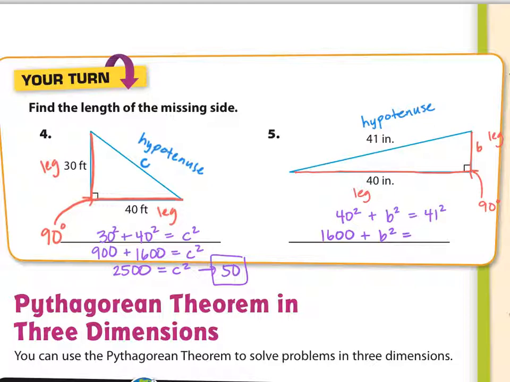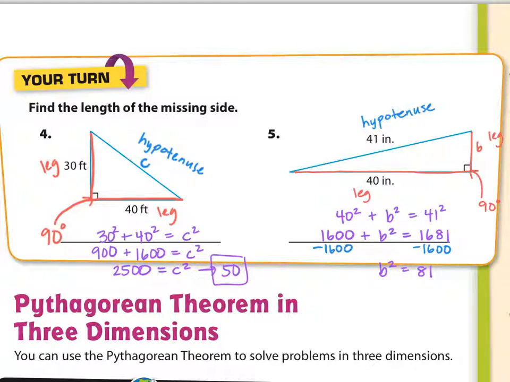41 squared is going to give us 1,681. I had to use my calculator for that one. The next step is to subtract 1,600 on both sides. Because I want to know what b is, but it's adding the 1,600. So I want to make that a 0. That's why I'm subtracting it. When I subtract it, I get b squared equals 81.